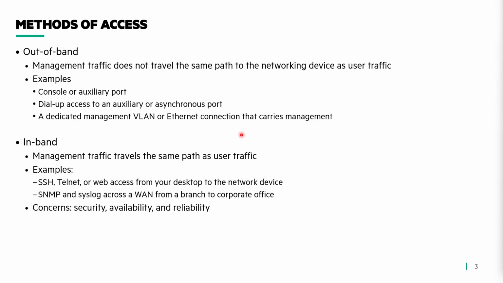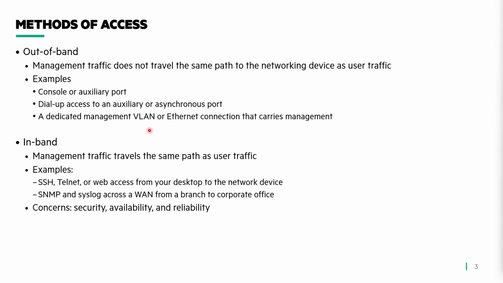Now we have two methods of access. Out-of-band management: we're talking about either the console or auxiliary port, depending on whether you are connected to a router or to a switch. The auxiliary port is the main one on a switch, and on a router the console is the main one and the auxiliary is the secondary one, if you like. Dial-up, you can dial up. We don't very much use that kind of thing nowadays. A dedicated management VLAN or Ethernet connection is called out-of-band management, or a dedicated management interface out-of-band management.